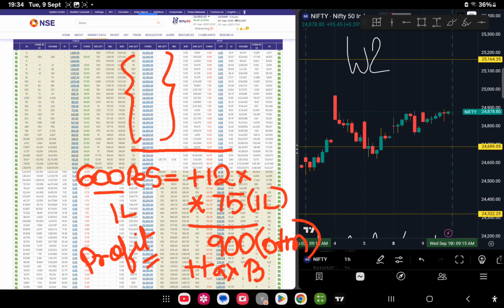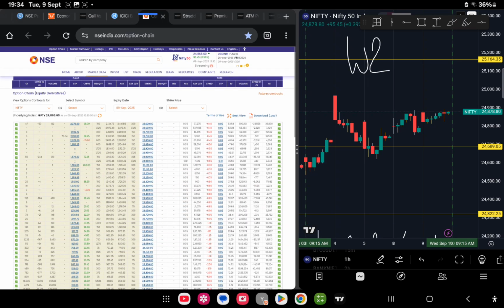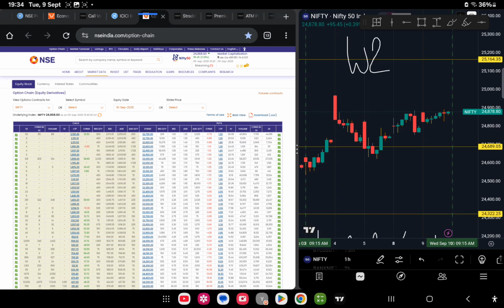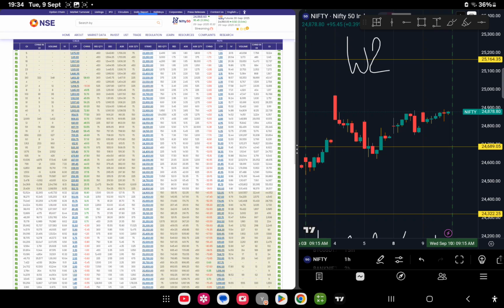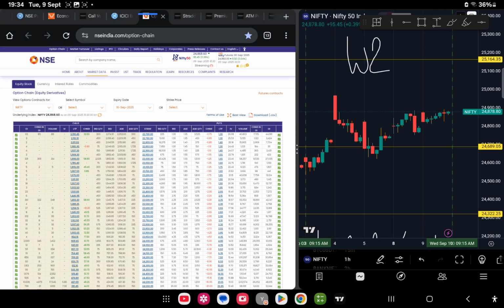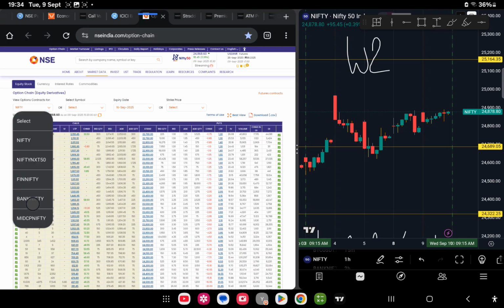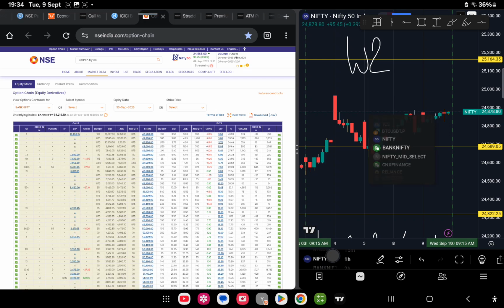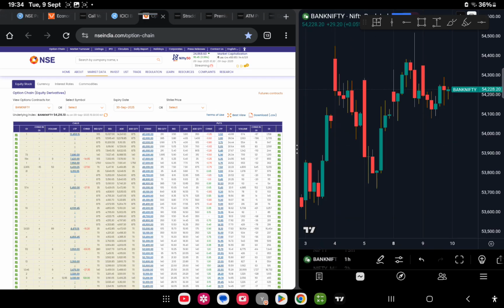Now we will move on to the next expiry. This is for the 9th. Next is the 16th expiry. You could see it's not the same as today because of the delta value, which changes with the expiry. Monthly expiries will have different values, and weekly expiries will have different delta values.